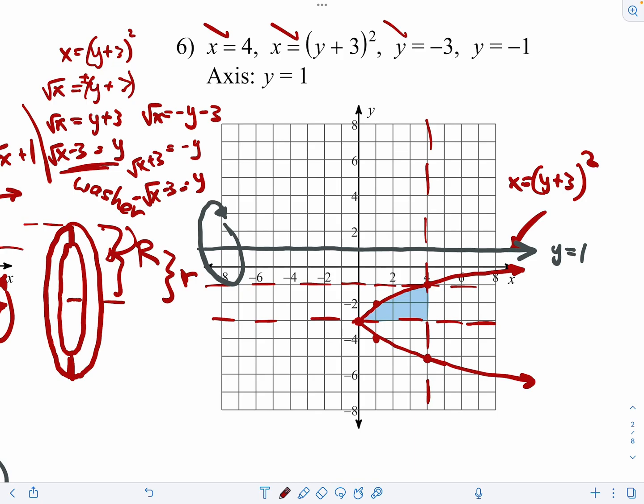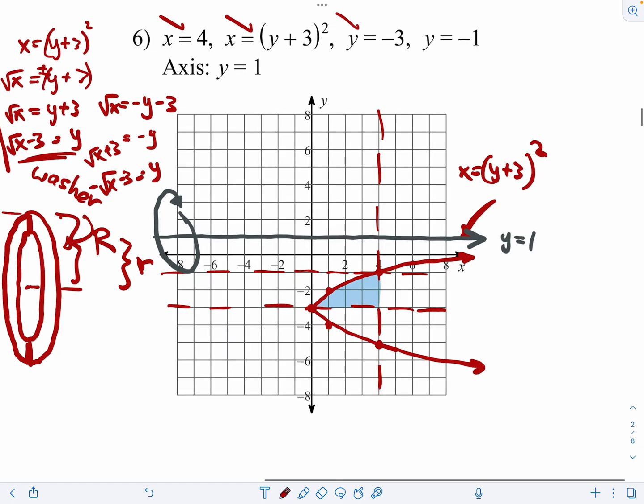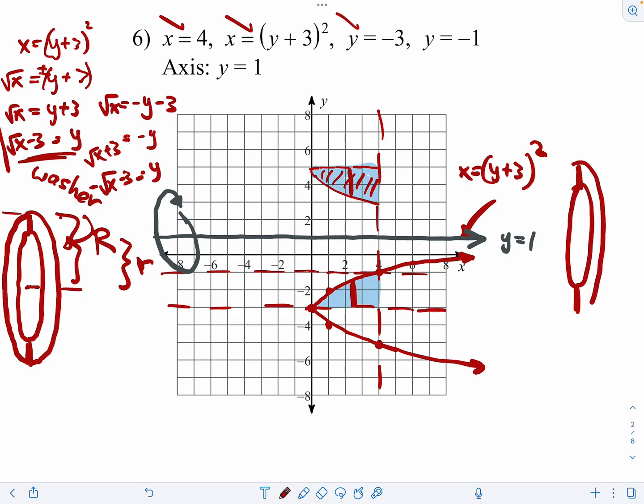Okay, we're revolving around that line, so I'm just going to make a quick reflection. 4, 1, 2, 3. I think it will end up being like this and like that if we reflect correctly. And so that region, when revolved around the line y equals 1, if we pretend we have a little sliver, let's project that out. That will create a washer when revolved around that axis. This is a washer.